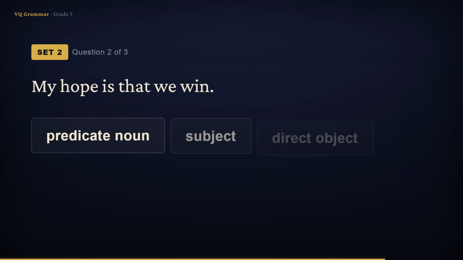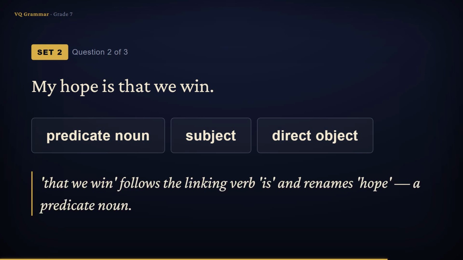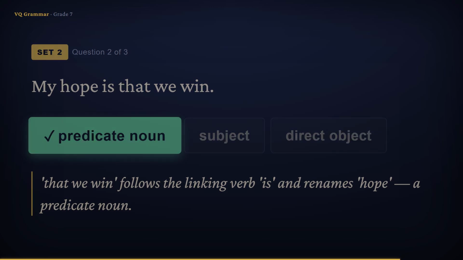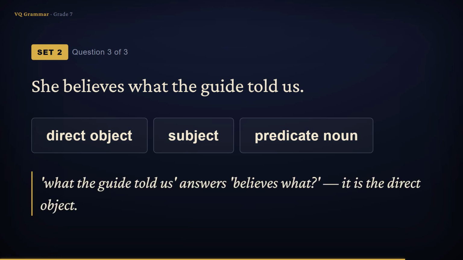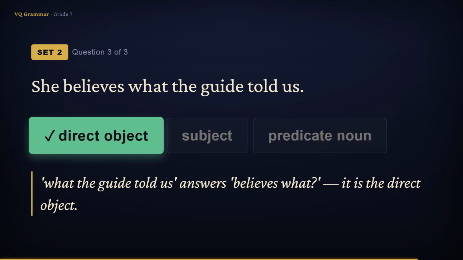My hope is that we win. The noun clause is that we win. Notice it comes right after the linking verb is, and it renames the subject, hope. That makes it a predicate noun. So the answer is predicate noun. She believes what the guide told us. The noun clause is what the guide told us. Ask, believes what? That clause receives the action of believes, so it's the direct object. So the answer is direct object.